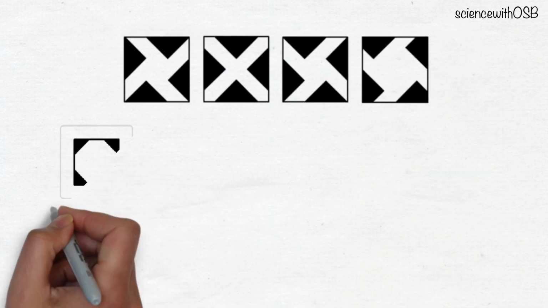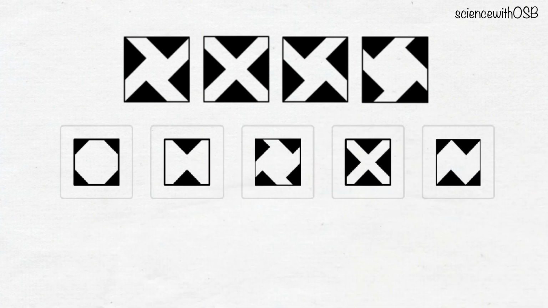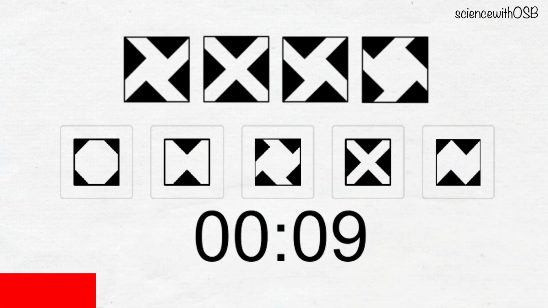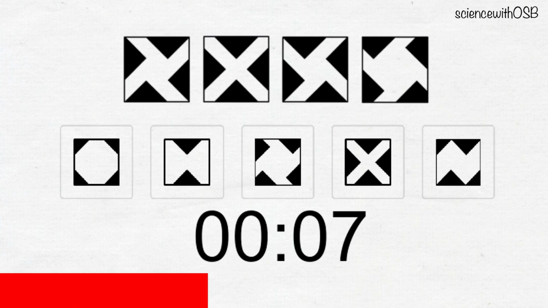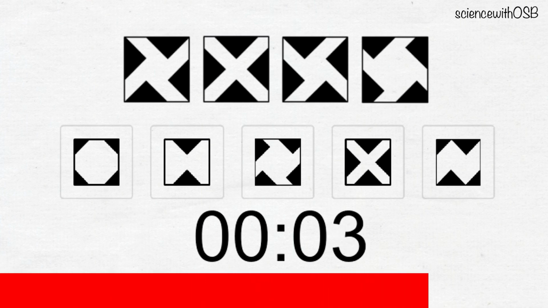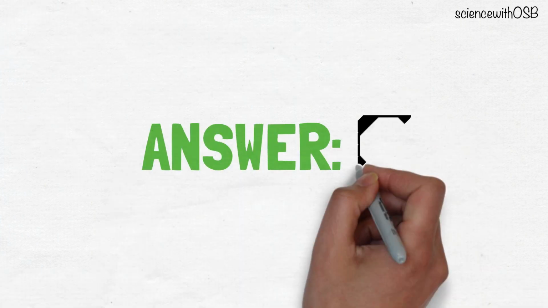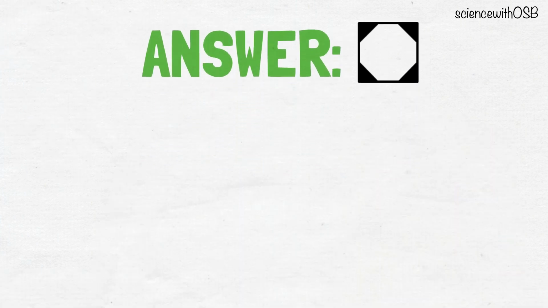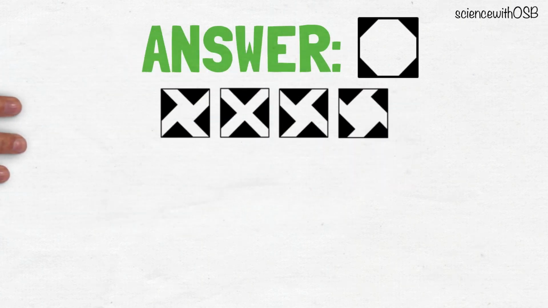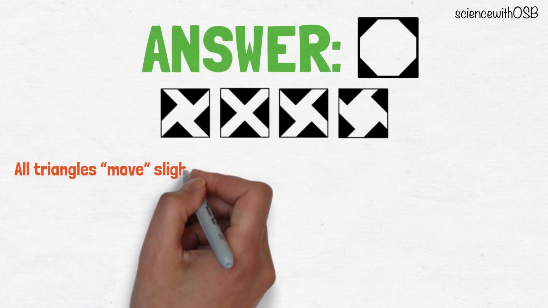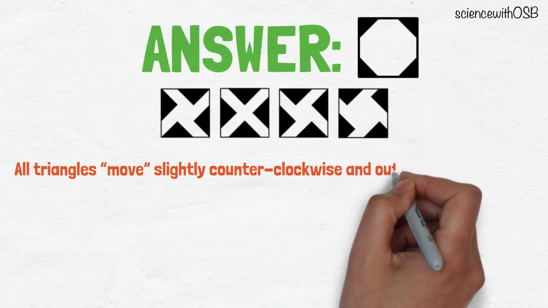Choose the image that completes the pattern. One is the correct answer. The logic behind this is, all triangles move slightly counterclockwise and outside of the square.